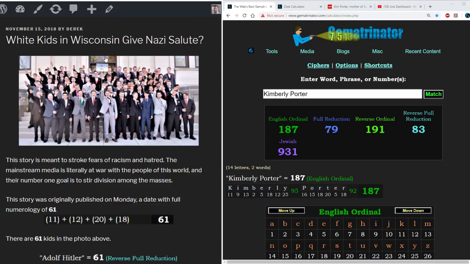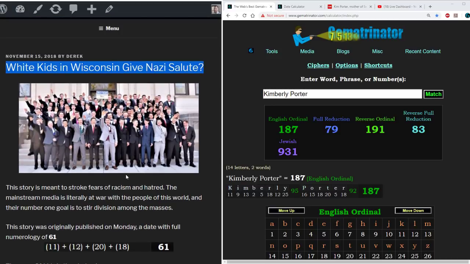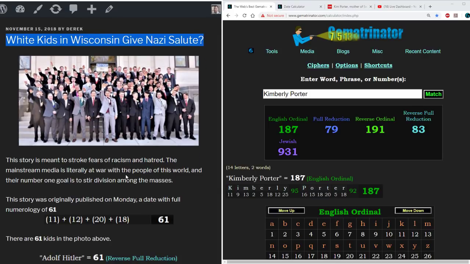No better example exists than this story that came out of my home state of Wisconsin this past week. Here we got a news story about these kids at a high school who were giving a Nazi salute. And let's just quickly talk about the numerology of this story and how it was crafted by the numbers. Because again, the mainstream media wants everyone reading the news to be wary of one another and stop looking up the chain where they will find who the real conspirators are.